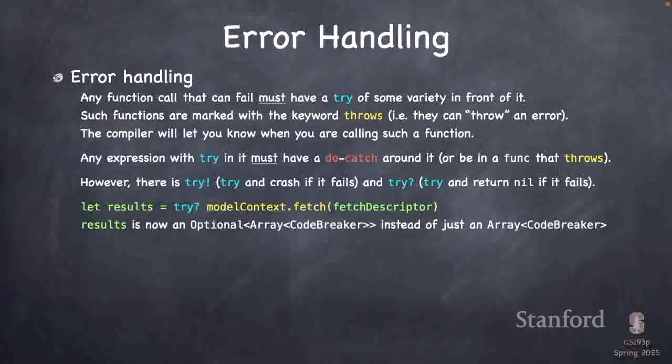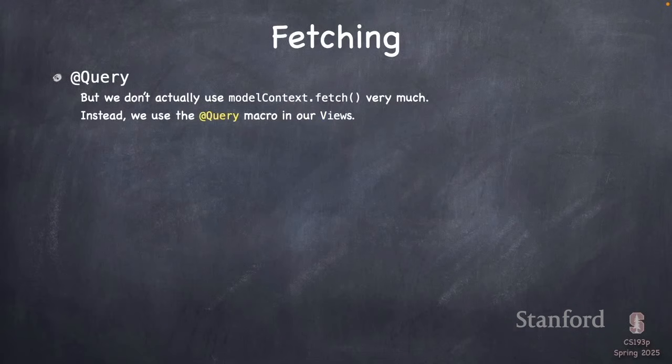Now, this way of fetching with ModelContext and doing fetch, it's great, works great, got these fetch descriptors, but actually we almost never use it. Okay, we almost never call ModelContext.fetch. That's because we have this fantastic little macro here called @query. We use it in the same kind of place we would use @state or @binding, right? We just put it on a var.